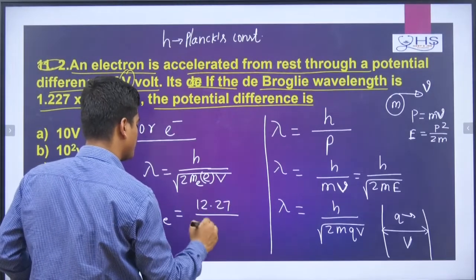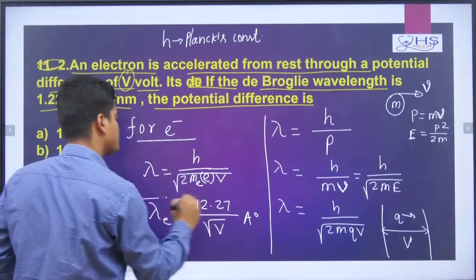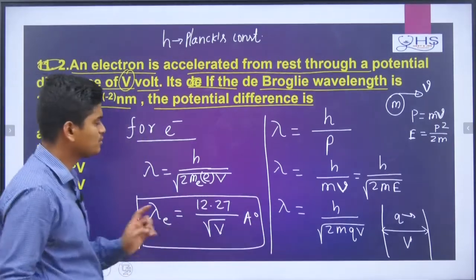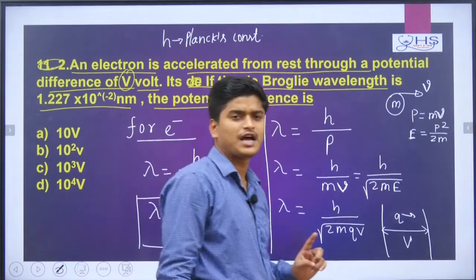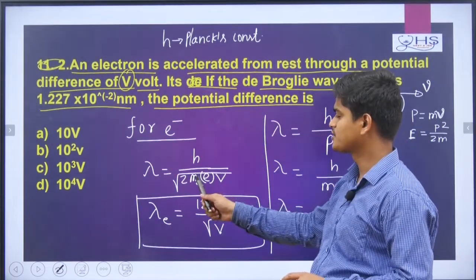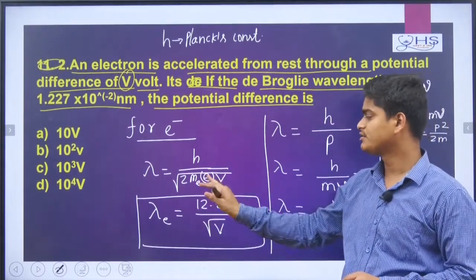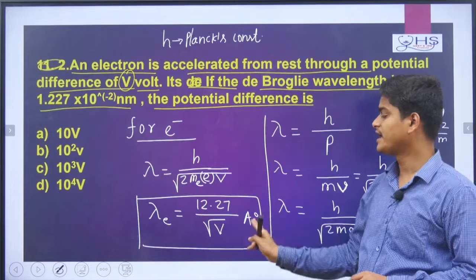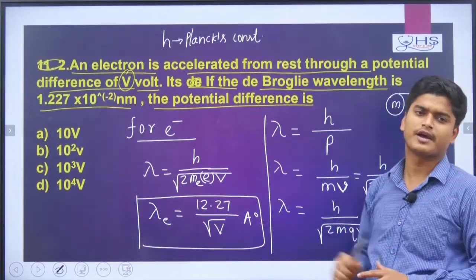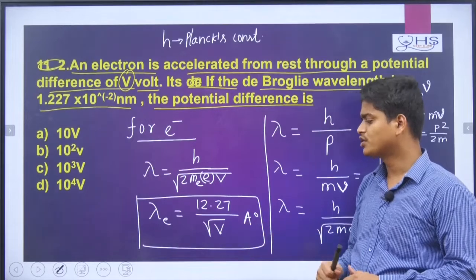We get 12.27 divided by root V angstrom. Remember this formula directly to solve the MCQ. There is no need for the calculation, as it will be hectic, because you have to substitute the value of h, the mass of the electron, and the electronic charge. After substituting you will get this. We are directly writing it in angstrom units, that is 10^-10 meter units. So 12.27 by root V.